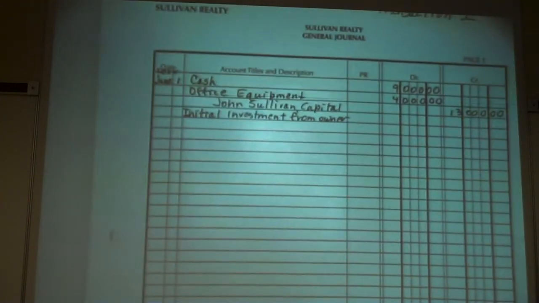Let's go to the journal. What kind of an entry is this one? I don't have... Oh, you don't have any pages?